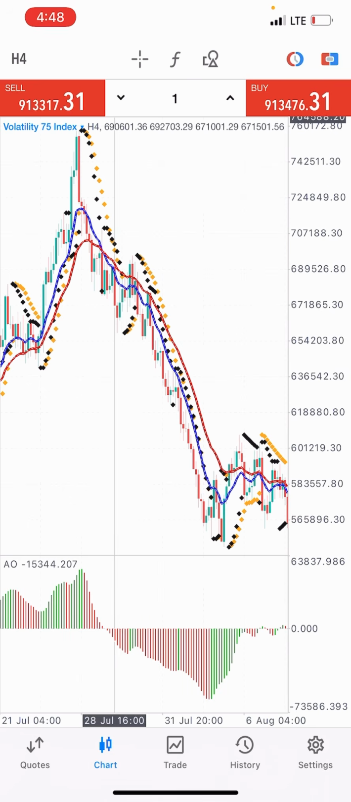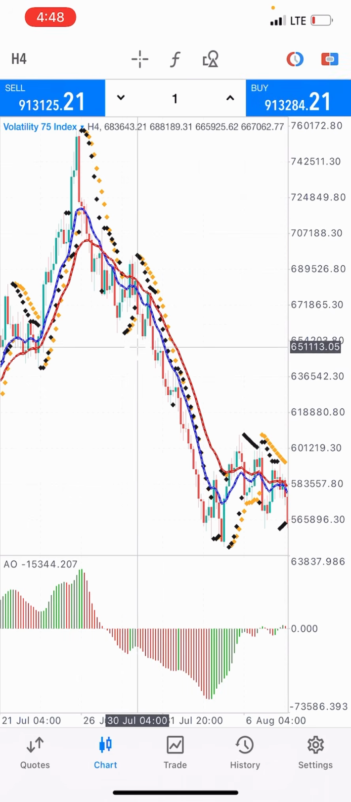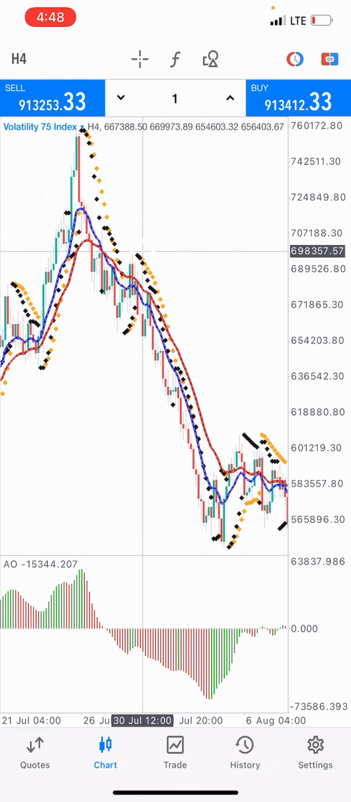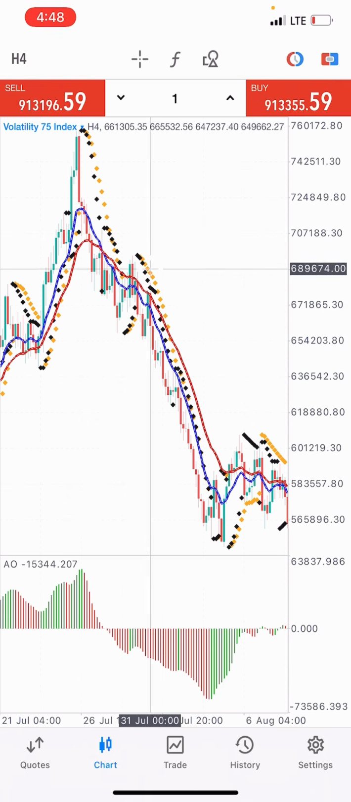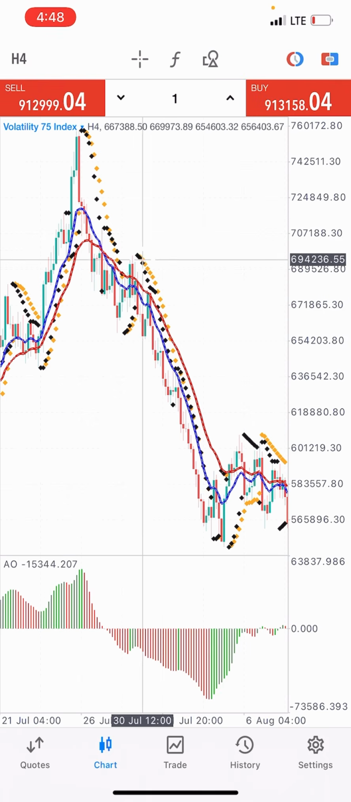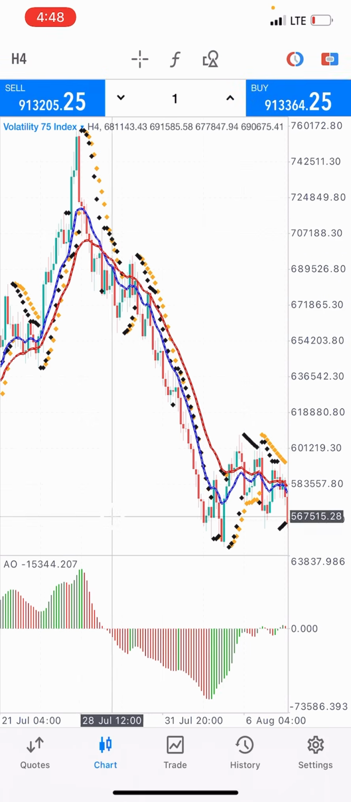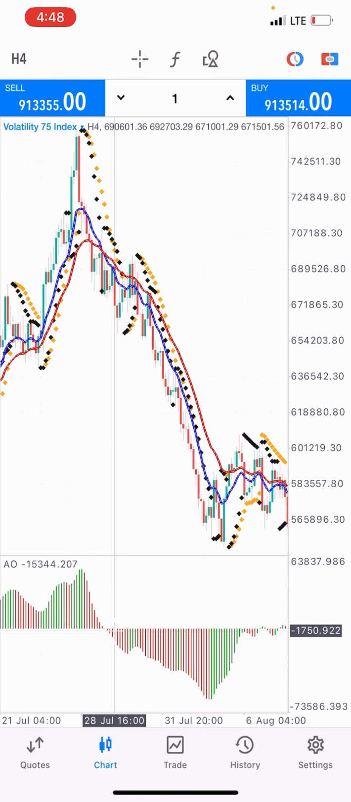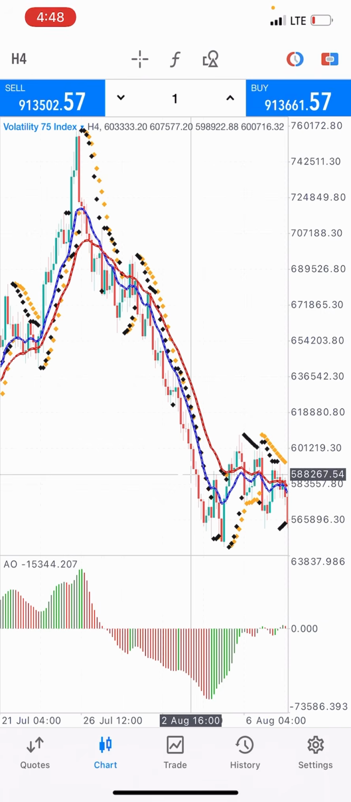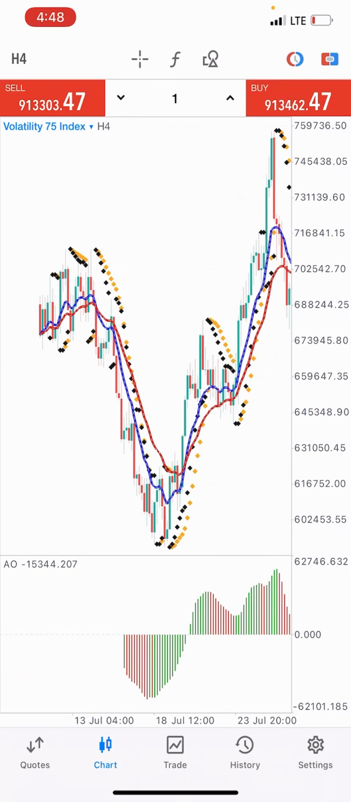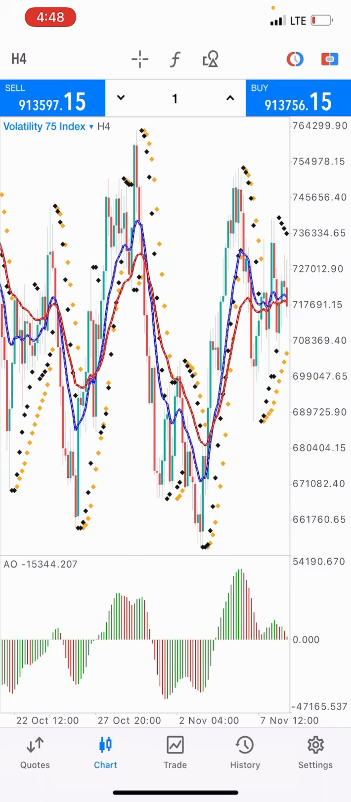Again, the red moving average is below the blue line, and again the yellow parabolic SAR is above the black one, and again the awesome oscillator went below the zero level. It's a sell. Look at it, guys. Very perfect strategy for you to make money, guys.